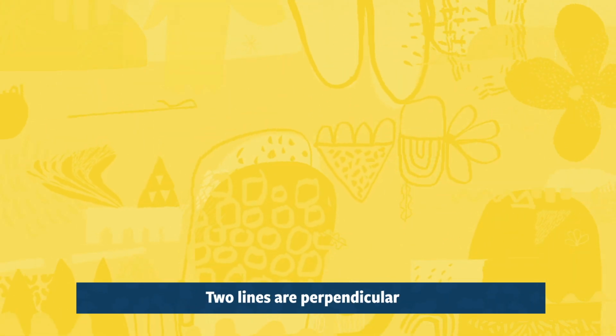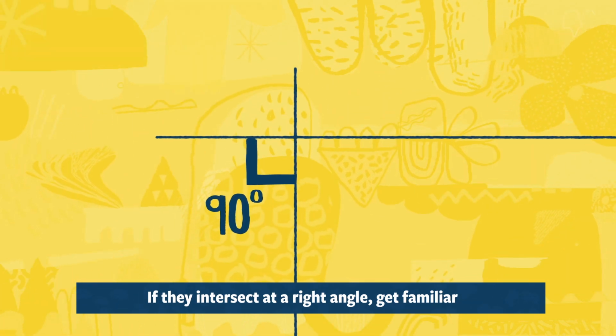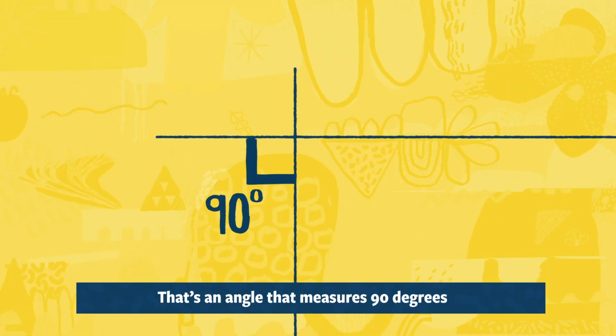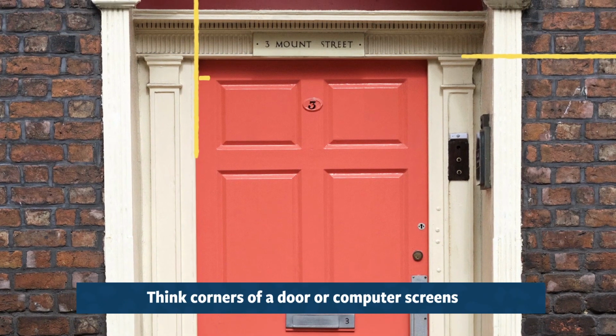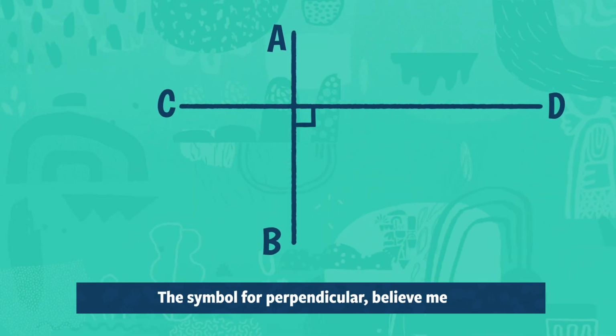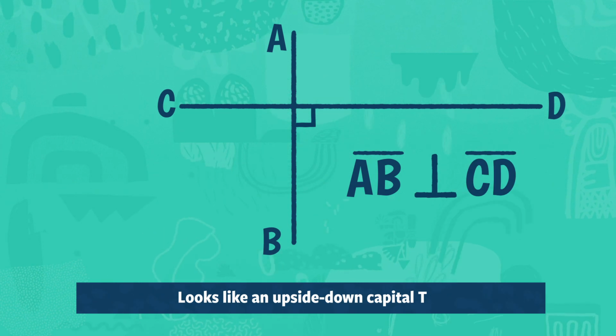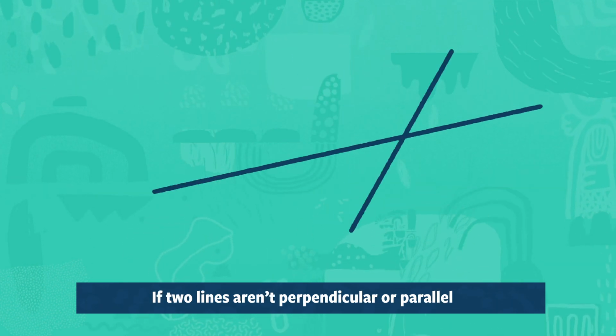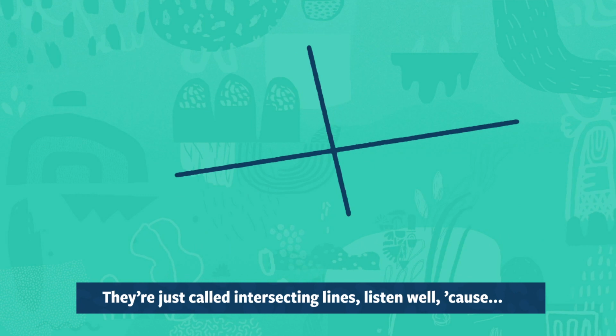Two lines are perpendicular if they intersect at a right angle, get familiar. That's the angle that measures 90 degrees. Think corners of a door, computer screens. The symbol for a perpendicular, believe me, looks like an upside down capital T. If two lines aren't perpendicular or parallel, they're just called intersecting lines.